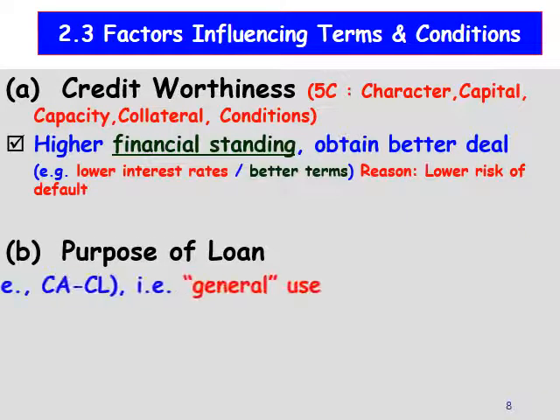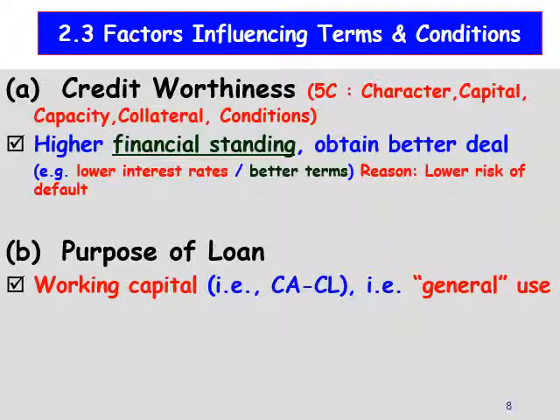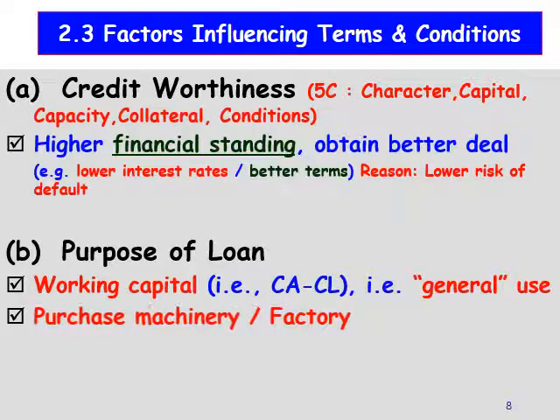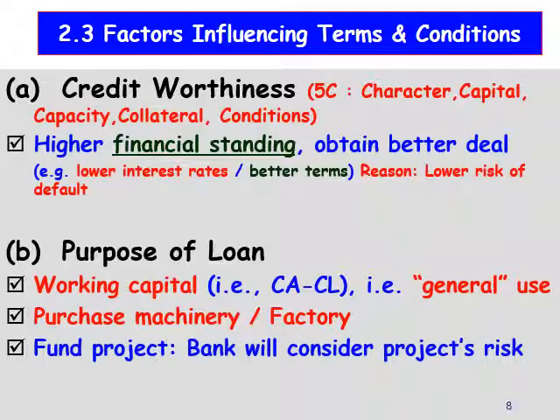Purpose of the loan. For working capital, for example CA minus CL, or general use. Purchase machinery or buy a factory. Fund a project, then the bank will consider the project risk. So it can be for many types of purposes, such as building a hospital for the government.